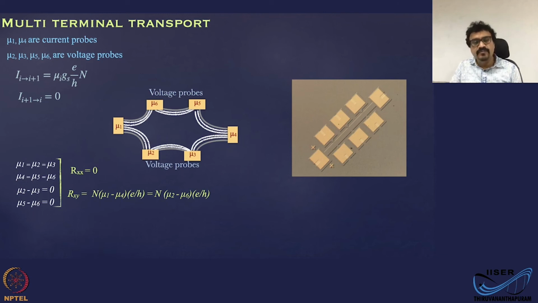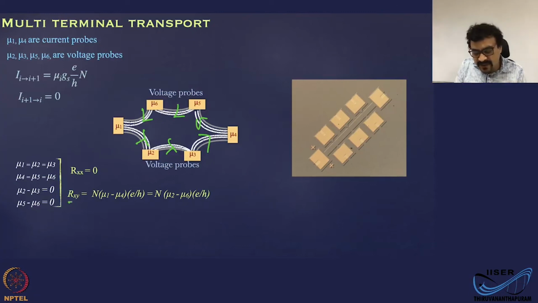But mu1 should be equal to mu2 is equal to mu3. Okay. Similarly, mu4, mu5, mu6. That is assuming that the current is flowing in this direction, reversed in this direction. Okay, that's what you are getting. That is why you are getting this.